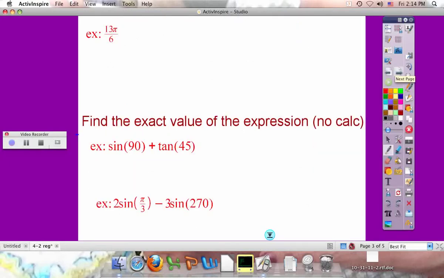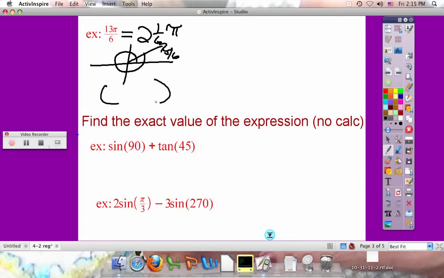So, next example, 13 pi over 6, which comes out to be 6 goes into 13, that gives us 2 1/6 of a pi. So traveling around our circle, let's see where we end up. We go all the way around 2 1/6 more. So here we are, right there, at pi over 6. And the coordinates for pi over 6, square root 3 over 2, comma, 1/2.